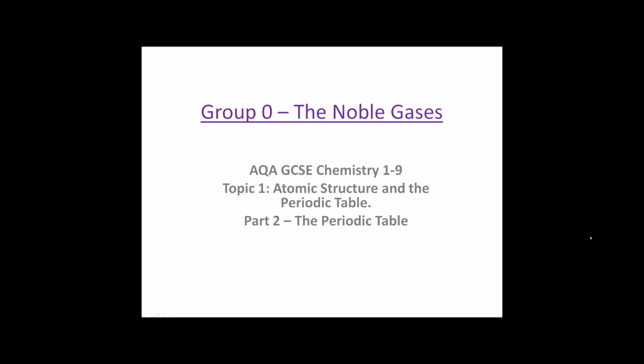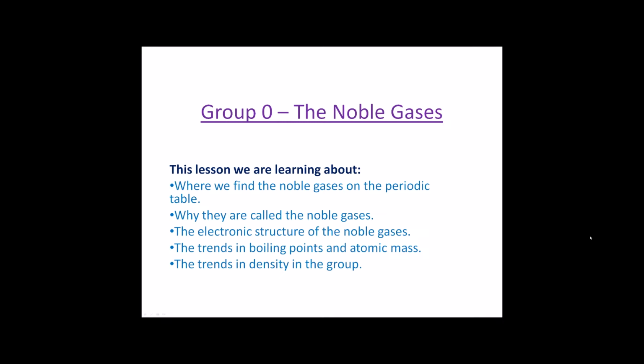Today we're going to be looking at the noble gases, or group 0 in the periodic table. This is from topic 1 on atomic structure in the periodic table. We're going to be learning where we find the noble gases, why they're called that, the electronic structure of the noble gases and how that relates to their reactivity. We're also going to have a look at the trends in boiling point and atomic mass and the trends in density within the group.